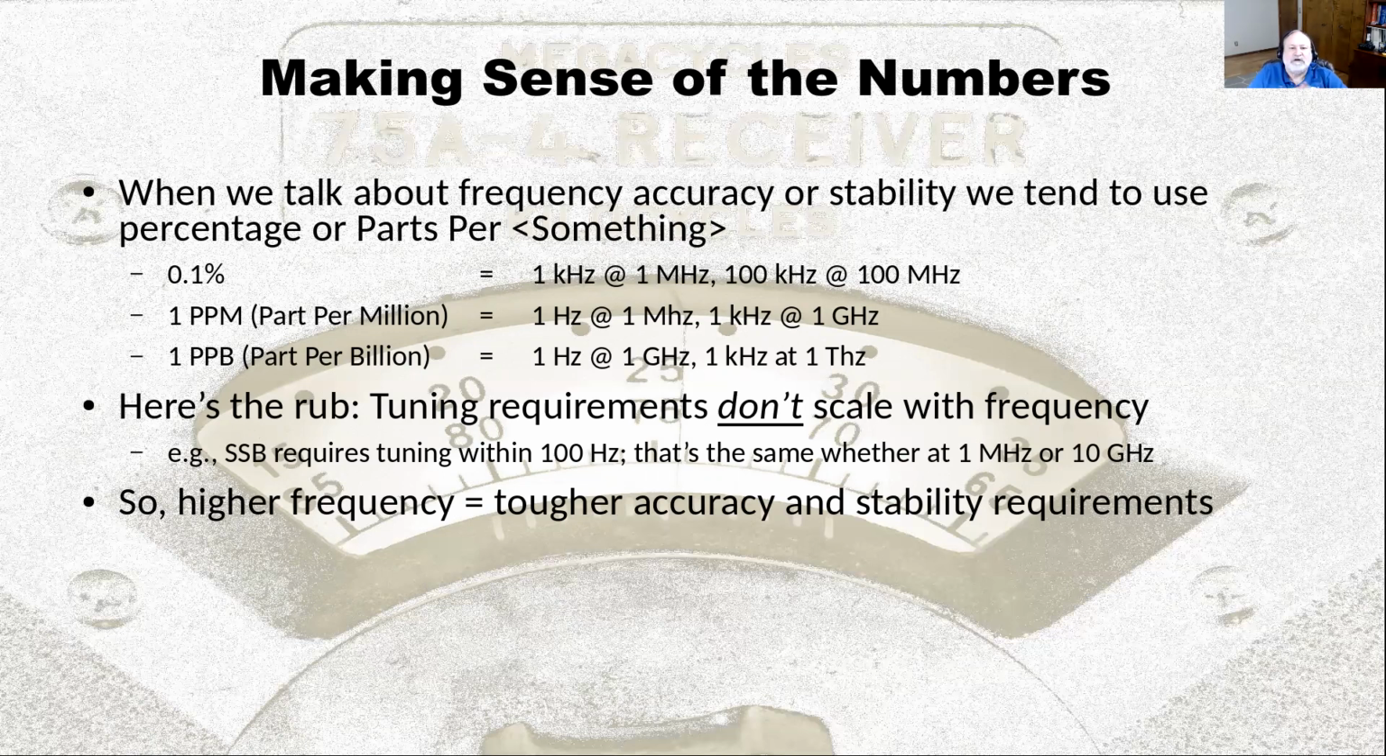But here's the rub. The tuning requirements don't scale with frequency. For example, it's usually considered that single sideband requires tuning within about 100 hertz to make the voice sound natural. Well, that's the same whether you're operating at 1 megahertz or at 10 gigahertz. So at higher frequency, there are tougher accuracy and stability requirements to meet. And it's important to keep that in mind as we talk about what kind of accuracy and stability we need.